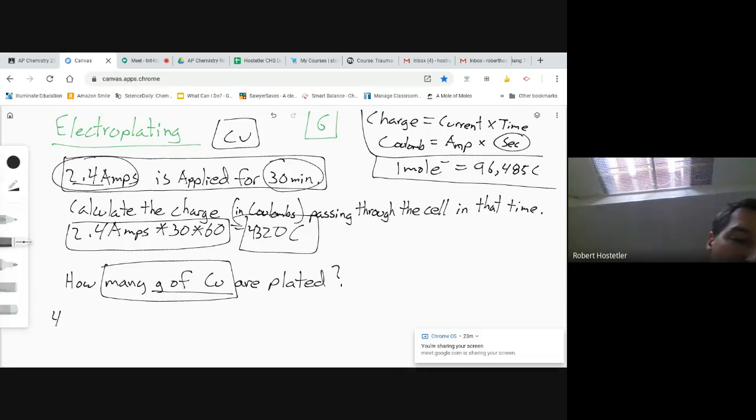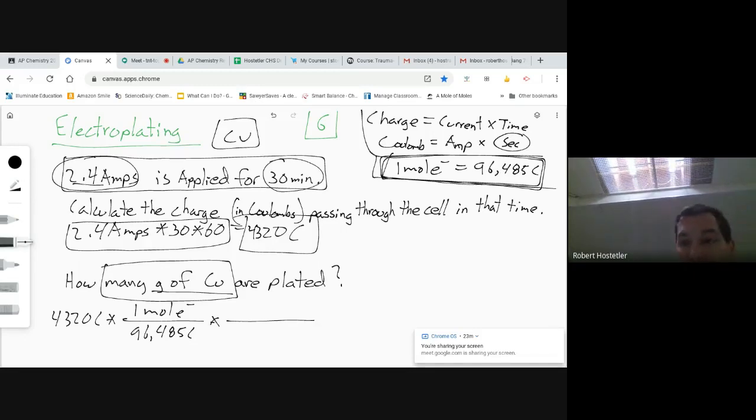Okay, so 4320 coulombs. Now, the second part, when we go from the charge to the mass, is stoichiometry. So the way we get from charge to stuff we know how to do things with in stoichiometry is using the Faraday constant. So for every 1 mole of electrons, we get 96,485 coulombs of charge.